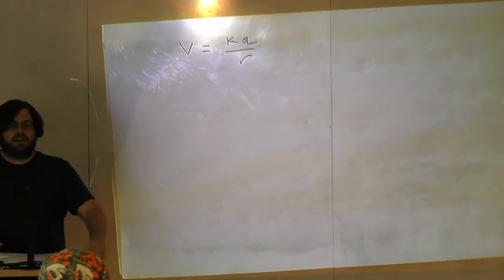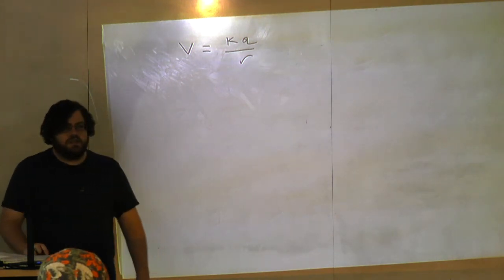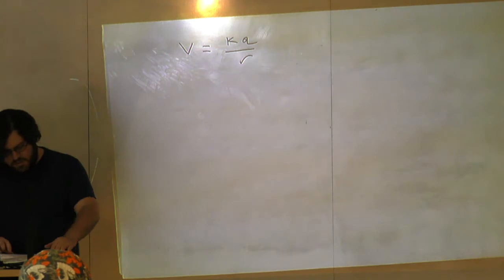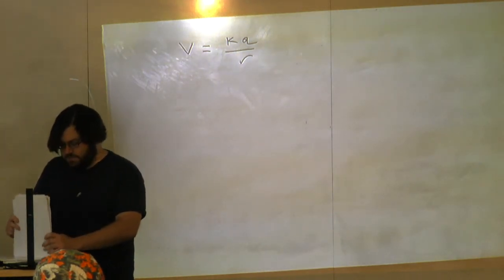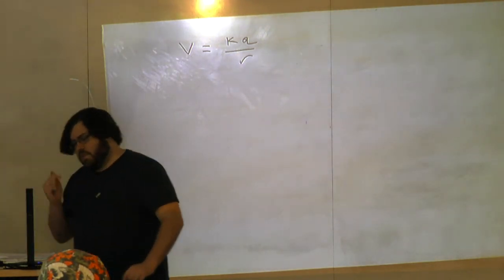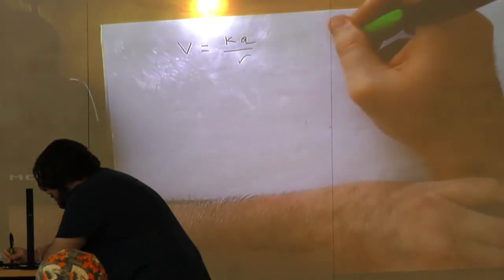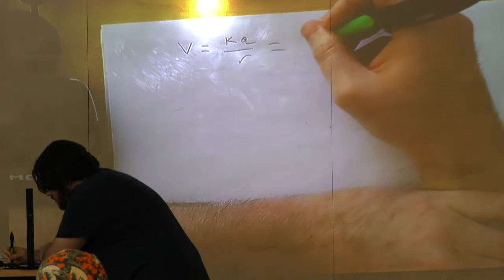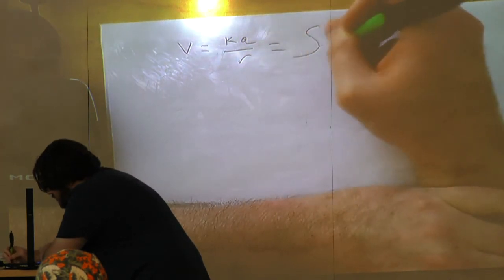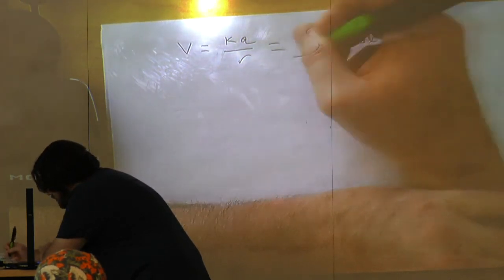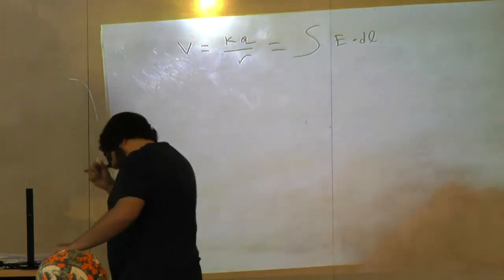but there is a very important difference here, and that is that electric potential is not a vector. Electric potential is a scalar. So when we go from E to V, what we're doing is integrating E over some path. Okay?